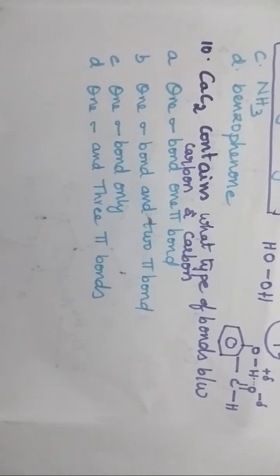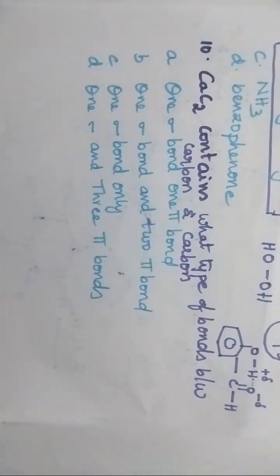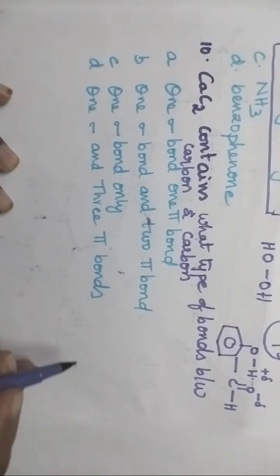Okay, that is all about the hydrogen bonding. So let us move on to the ionic bond, covalent bond, and coordinate bonds present in various molecules. Calcium carbide contains what type of bonds between carbon and carbon? Here also you have to know the structure of calcium carbide. Anyhow, I will explain the structure of calcium carbide.